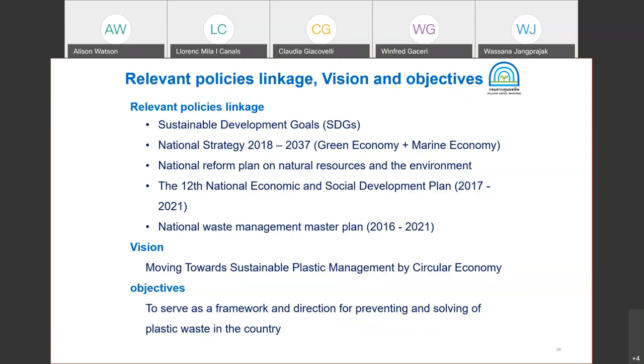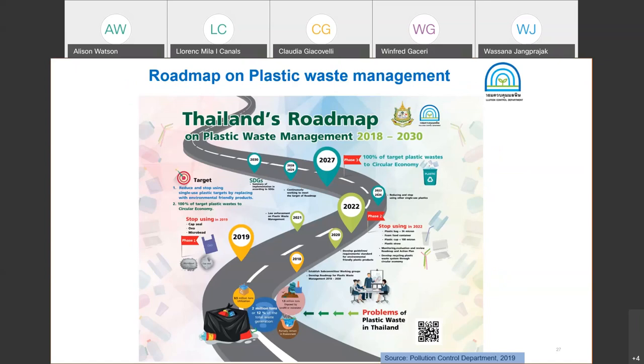This picture shows the activities in the roadmap. We have three phases. The first and the second phase, in 2019 and 2022, stop using 7 items of plastic. And in the third phase, we focus mainly on recycling, with a target of 100% of plastic waste, to serve the circular economy concept. Next, please.